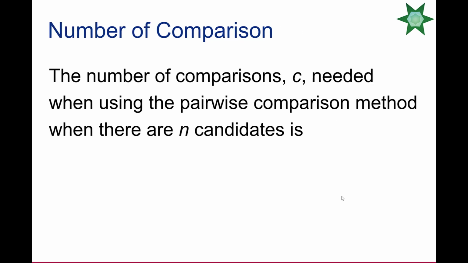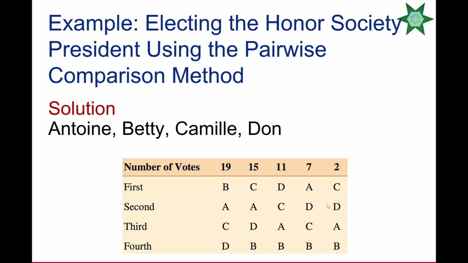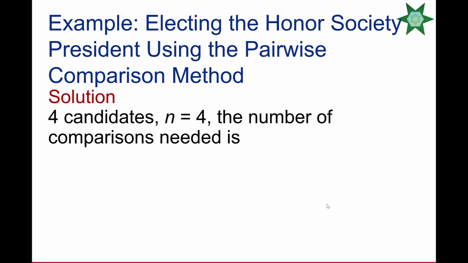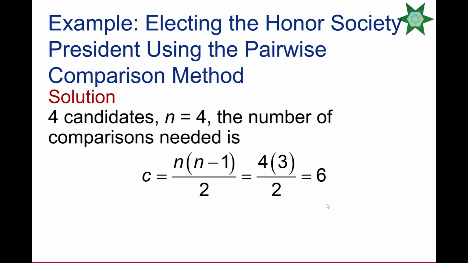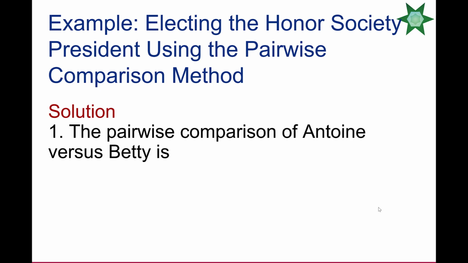The number of comparisons needed to be made using the pairwise comparison method when there are n candidates is given by this formula, n times n minus 1 over 2. So we're going to go back to the Honor Society example, and we're going to use pairwise comparison. We have 4 candidates, so how many comparisons do we have to make? We're going to use our formula. 4 times 3 is 12, divided by 2 is 6, so we have 6 comparisons we need to make. We're going to do Antoine versus Betty, Antoine versus Camille, Antoine versus Don. Then we're going to do Betty versus Camille, Betty versus Don, and finally Camille versus Don.